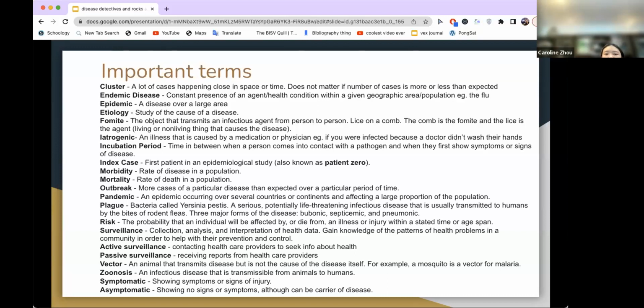Symptomatic is where a person or patient is showing symptoms or signs of injury. And then asymptomatic is not showing signs or symptoms. But just because a person doesn't have symptoms doesn't mean that they aren't a carrier of the disease.